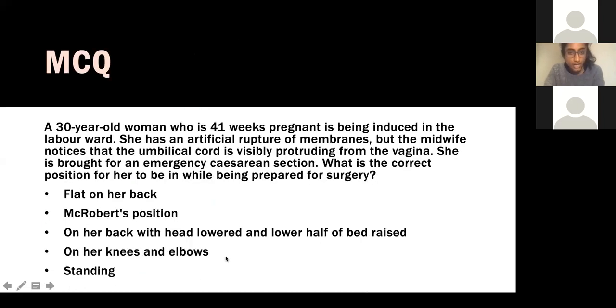So another complication that you might see during labor. So you've got an umbilical cord visibly protruding from the vagina. What is the correct position for this woman to be in while being prepared for surgery?